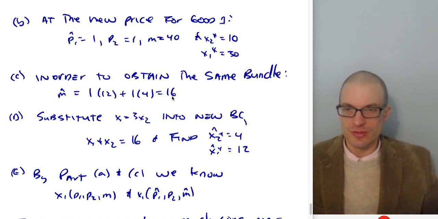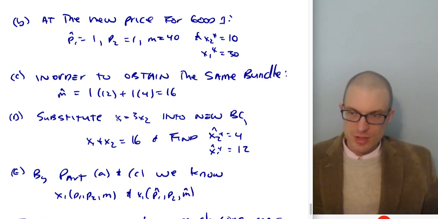Let's take the income that I would need hypothetically to afford the old bundle at the new prices. Let's take that income and the new prices and build my new budget constraint. X1 plus X2 is equal to 16. Now let's substitute in this relationship. So I'll have 3x2 plus x2, which is 4x2, equal to 16, or x2 is 4. If x2 is 4, then x1 is 12, because 4 times 3 is 12.